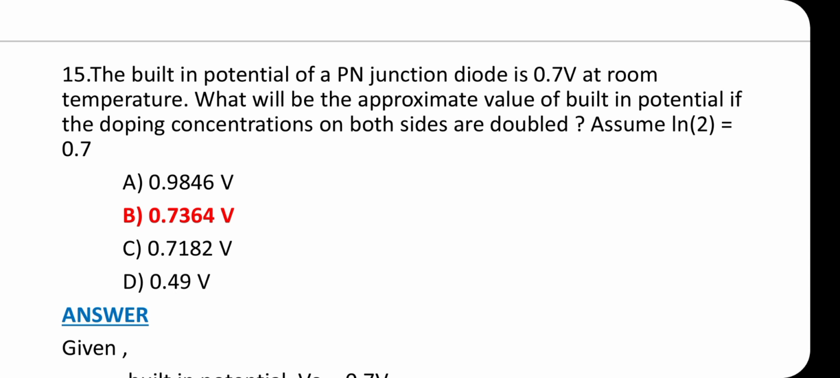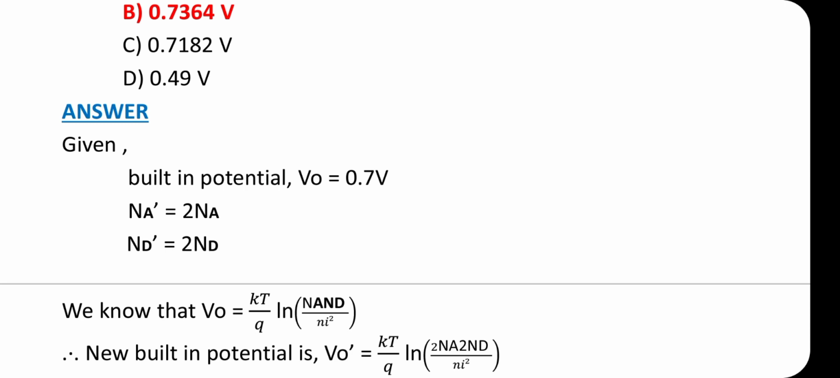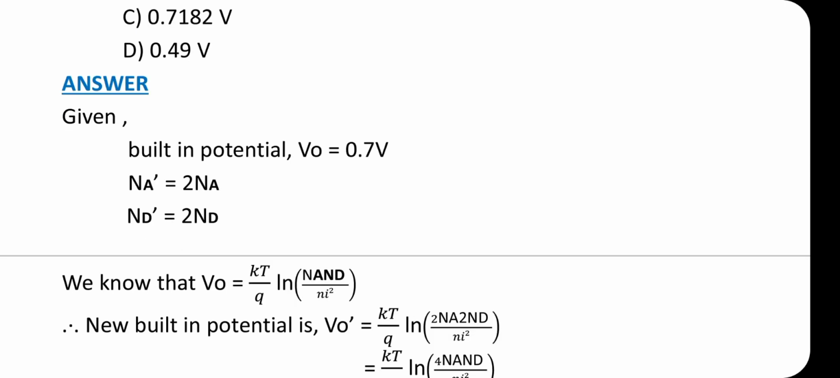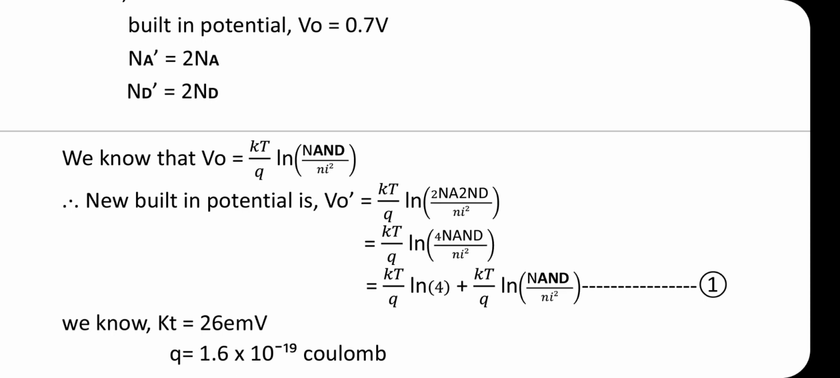The built-in potential V0 equal to kT by q log of Na Nd by ni square. Given the built-in voltage of the diode is 0.7 volt, that is V0 equal to 0.7 volt. Now the doping concentration on both sides is doubled, that is Na dash equal to 2 Na and Nd dash equal to 2 Nd. We know that V0 equal to kT by q into log of Na Nd by ni square. The new built-in potential is V0 dash equal to kT by q into log of 2 Na 2 Nd divided by ni square, that is kT by q log of 4 Na Nd by ni square, that is kT by q into log of 4 plus kT by q into log of Na Nd by ni square.